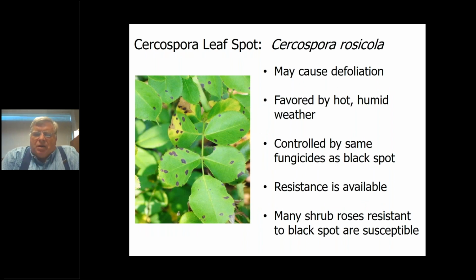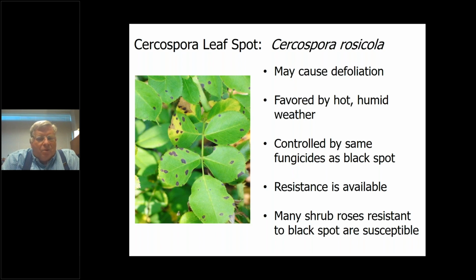Now, another disease, especially in the southeast, that is often mistaken for black spot is Cercospora leaf spot. Now, you can see in the picture that the lesions have a discrete border. They don't feather out, but they do look, in some ways, like black spot. It's favored by the same environment as black spot. It's controlled by the same fungicides. Resistance is available in some cultivars. There are some roses that are resistant to both. Many shrub roses that are resistant to black spot are susceptible.